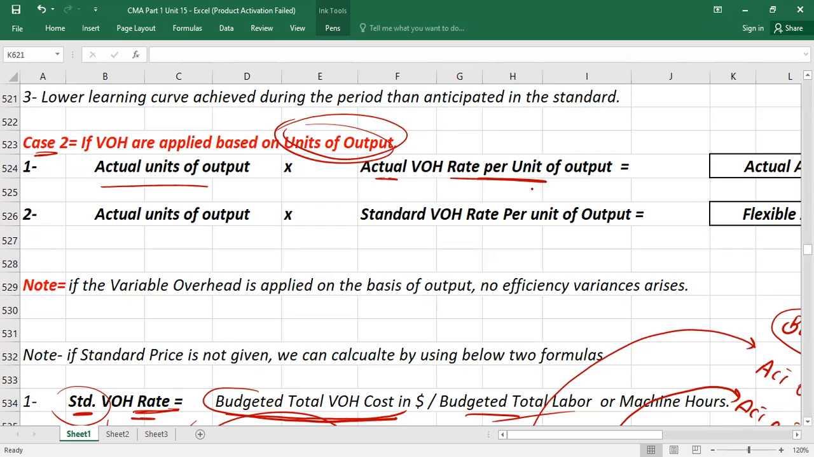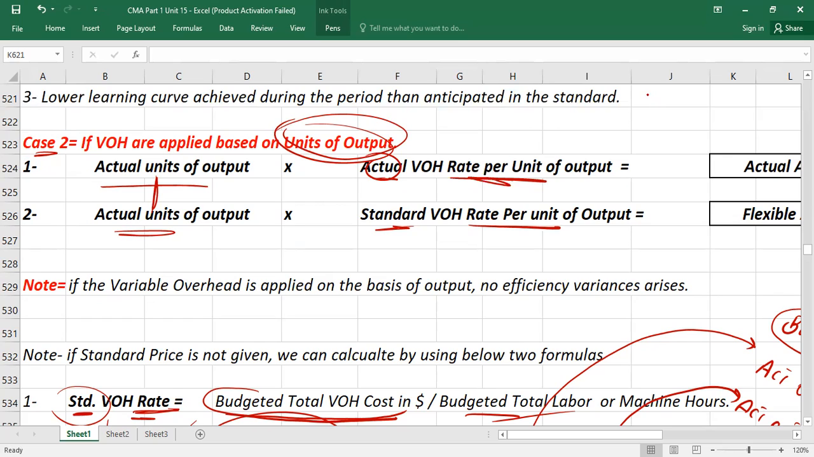This rate is for variable overhead. The second line will be what? Actual units of output multiplied by the standard rate per unit. So look at here, this output is the same, actual output. Only the rates are different here. How to find the actual rate per unit? How can you calculate it? Just tell me the actual rate per unit.